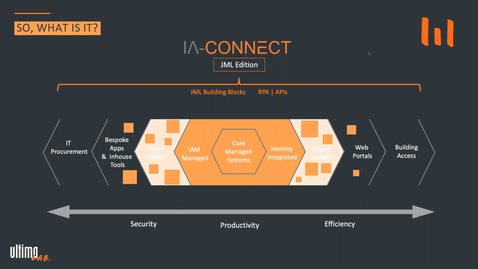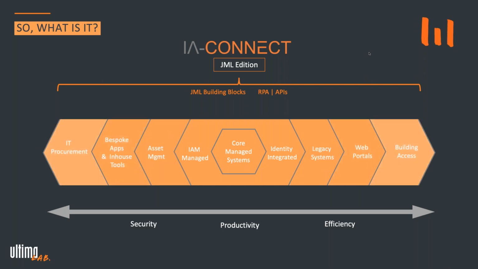So the management of these solutions is really important to make sure that you're consistently automating across the board from end to end. And what we're able to do with the IConnect JML Edition is give you the flexibility and the tools to be able to automate that end-to-end process all the way through to procuring your kit, giving access to your building with passes, etc., even sending out authorization emails or getting authorization for the procurement of kit, etc.